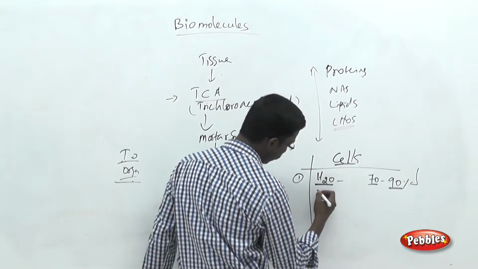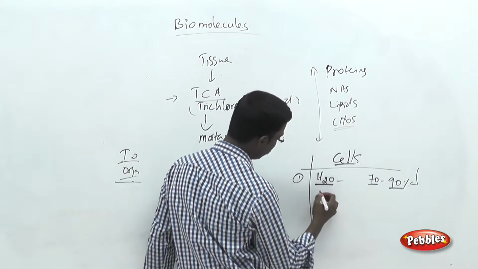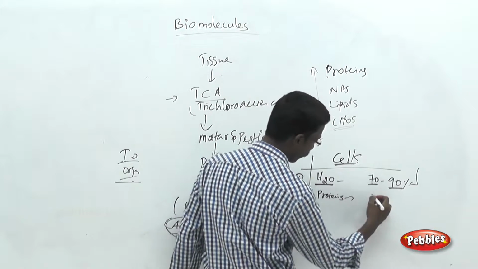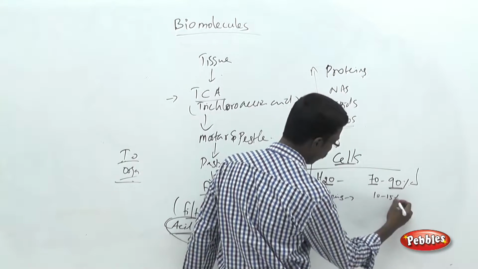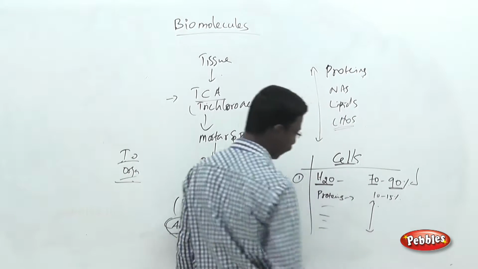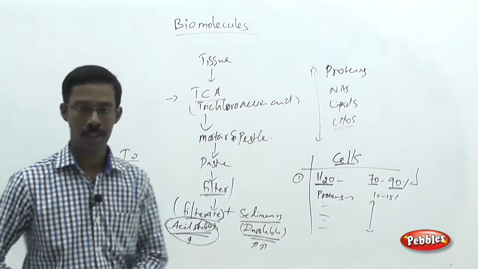Apart from water, as I told you, the next major compounds present in any cell are proteins. It will be around 10 to 15%, and the remaining things make up the remaining composition of the cell.